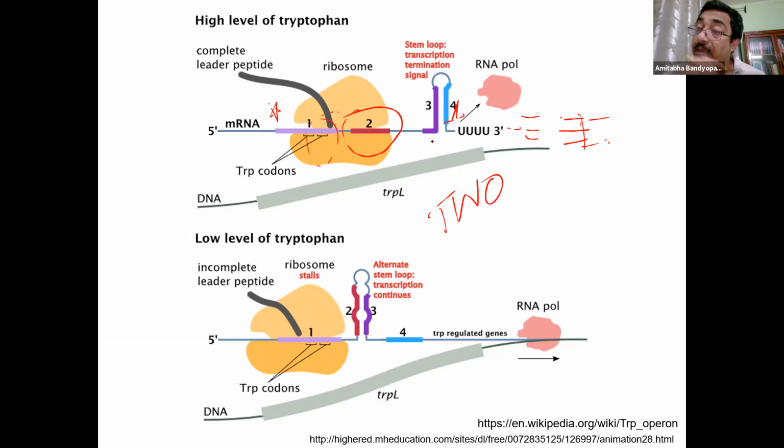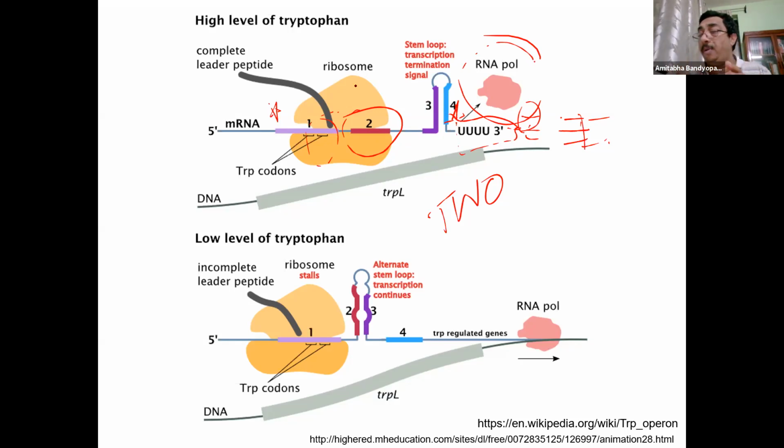Now, if this is the RNA secondary structure, then right after that, there are poly-Us. So this RNA will fall off. The RNA polymerase is somewhere over here. RNA polymerase moves ahead first, and the ribosomes follow right behind it.